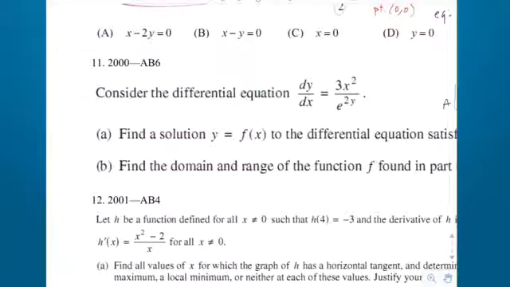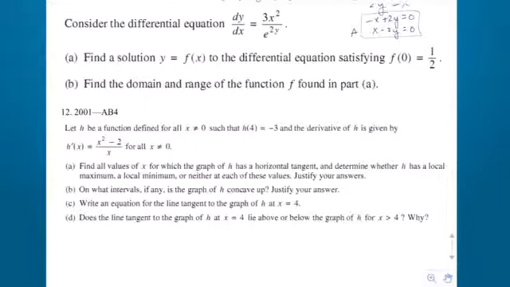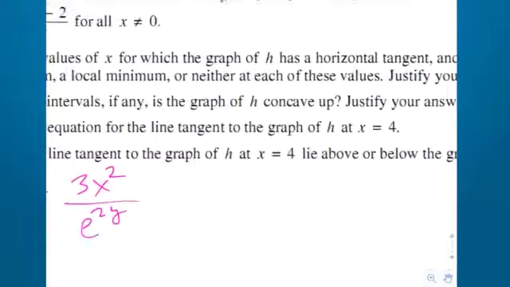Consider the differential equation dy/dx equals 3x squared. I'm just going to write it down here because I don't have any room to work it. It's 3x squared over e to the 2y. It says find the solution satisfying the initial condition f of 0 equals 1/2.